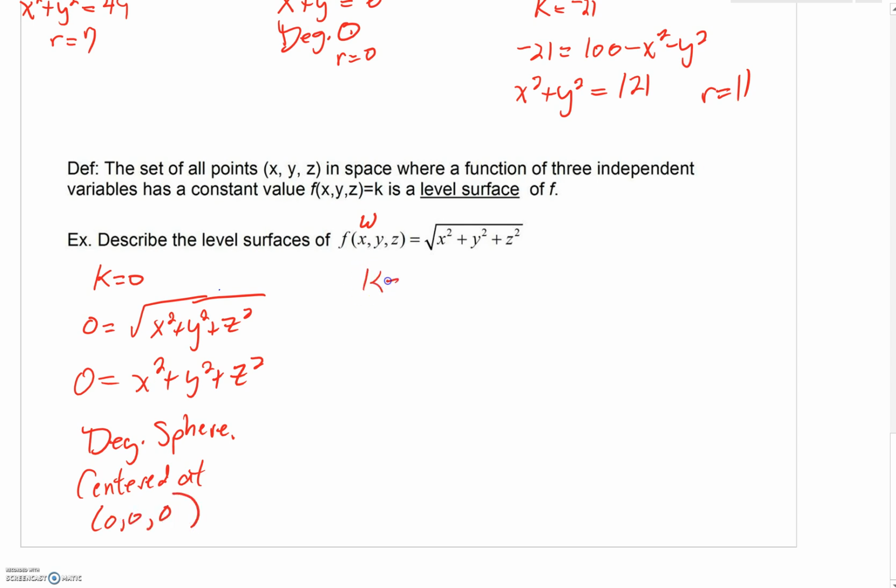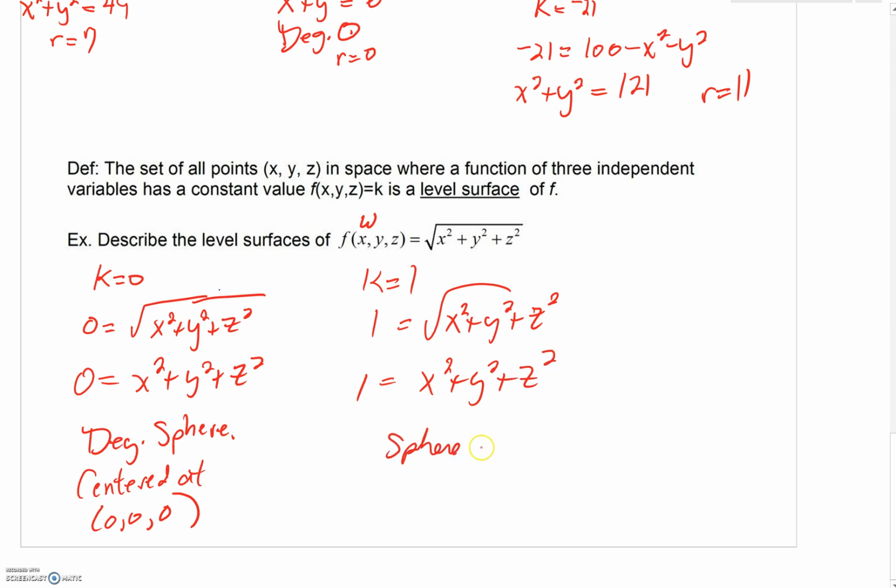We could say, what if k equaled 1? Well, we'd have a 1 right here. Here's x squared plus y squared plus z squared. Square both sides, and wow, you've got this right here. This is the equation of a sphere with a radius of 1, and you're centered at 0, 0, 0. So, wow, it looks like we're dealing with these spheres.